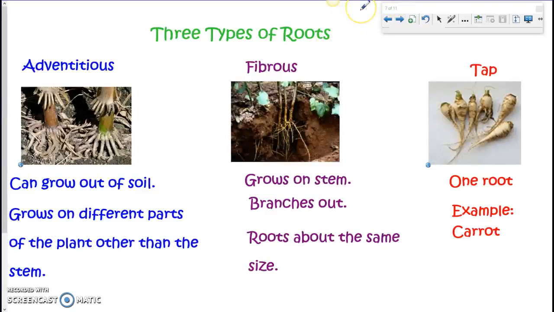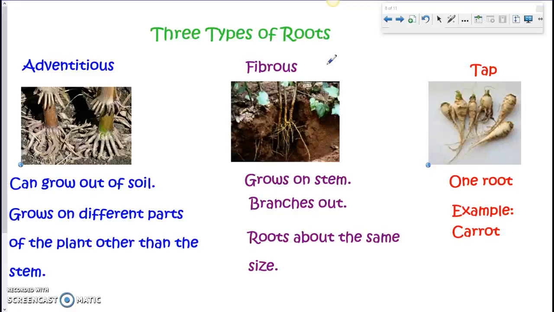Now, there are 3 types of roots. There's the adventitious roots, the fibrous roots, and a taproot. The adventitious can grow out of the soil, and it grows on different parts of the plant other than under the ground in the soil. So it could grow on the side of the stem, it could grow off leaves, it can grow on different parts of the plant. And then you have the fibrous roots, and those grow on the stem under the ground, and it branches out. And the roots are generally the same size, or usually.